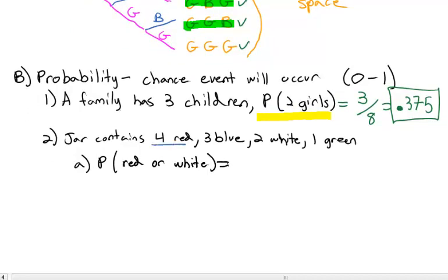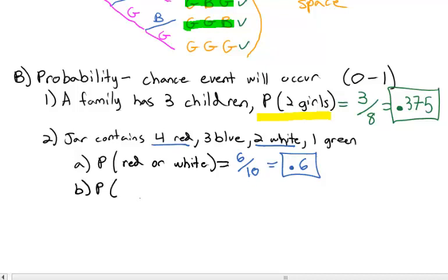Well, we see there are 4 red and 2 whites. So the number of desirable outcomes, there's 6 of them, divided by the total number of outcomes there are. 4 plus 3 plus 2 plus 1, there are 10 marbles to choose from. So 6 divided by 10 is going to be 0.6, the probability that I get red or white.